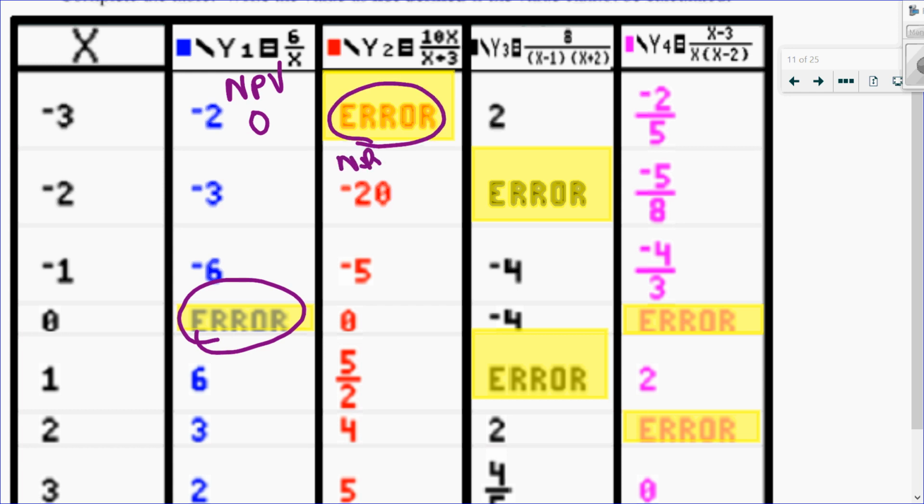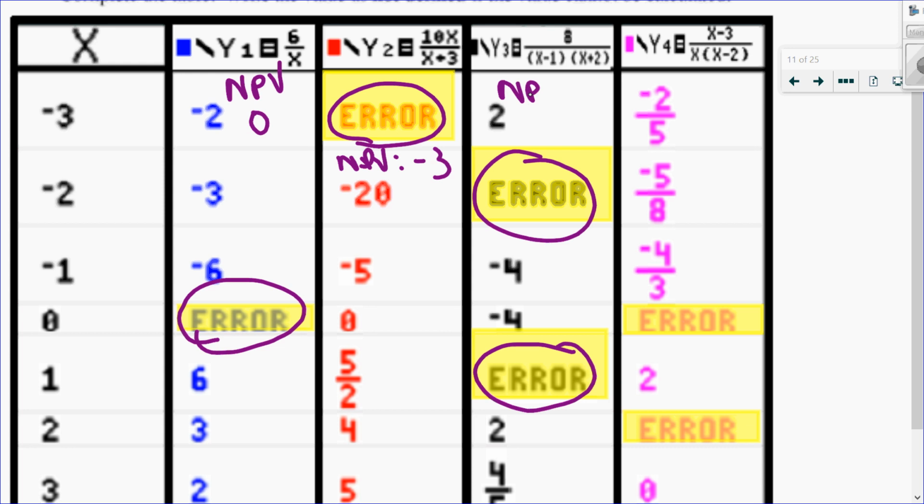So that tells me that the non-permissible value is negative 3. I can't be negative 3. Looking at this next one, 8 over x minus 1 and x minus 2, you can see when x is equal to 1, I have an error, and when x is equal to negative 2, I have an error. So I have two non-permissible values. My non-permissible values are at negative 2 and 1.